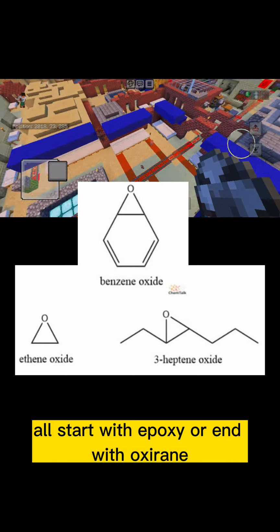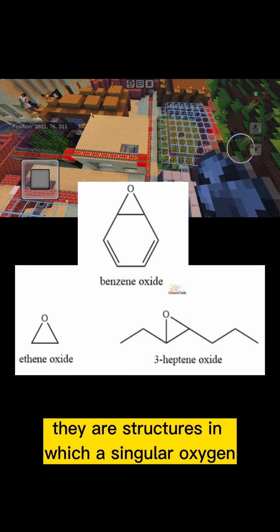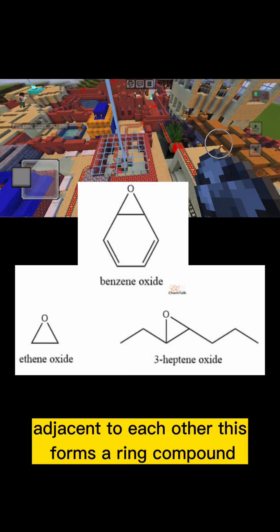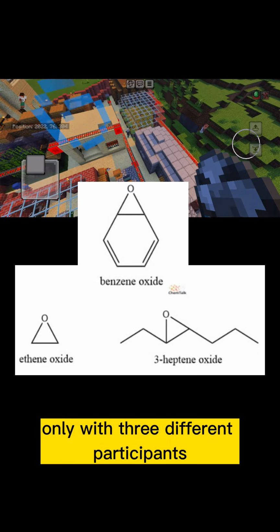This is an epoxide. All start with epoxy or end with oxirane. They are structures in which a single oxygen receives a bond from two carbons adjacent to each other. This forms a ringed compound, only with 3 different participants.